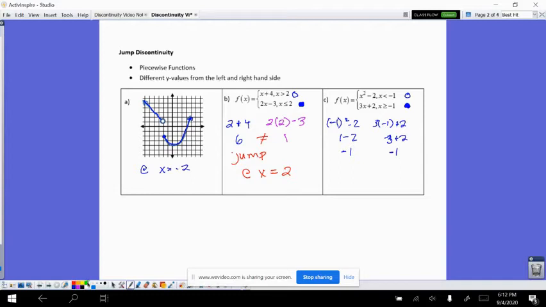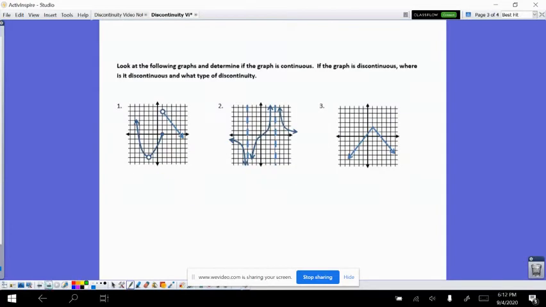Now those two are equal, so these two graphs are going to meet in the middle. So there's no discontinuity, they meet. So we're going to label that graph as continuous. In addition to finding those algebraically, we just need to identify them and label our discontinuities when we look at a graph.